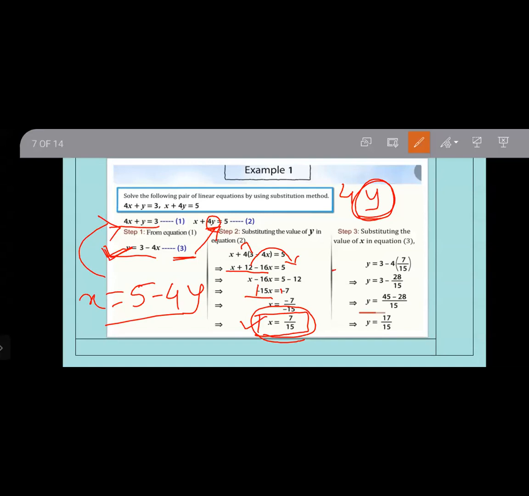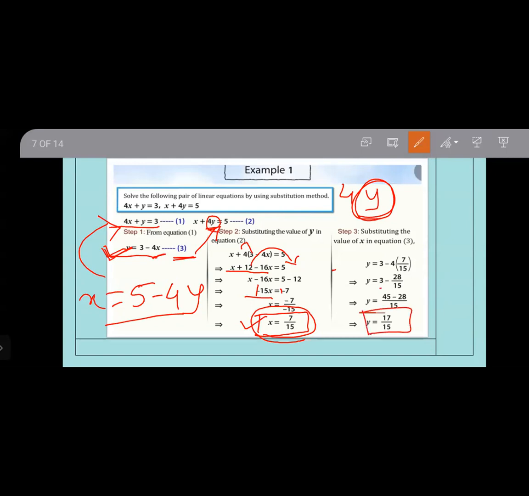What is equation 3? y equals 3 minus 4x. So instead of x you will substitute 7 upon 15. So y equals 3 minus 4 into 7 upon 15. So 4 into 7 will be 28 upon 15. Make the denominator the same. You will get the answer as y equals 17 upon 15. The answer is 17 upon 15.